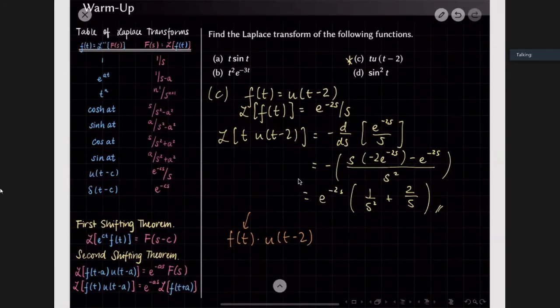However, I know that we can employ the second shifting theorem here. And what does the second shifting theorem say? If I'm taking the Laplace transform of f(t) times u(t minus 2), this is equal to e to the minus 2s times the Laplace transform of f(t plus a). This is just my direct application of the second shifting theorem.